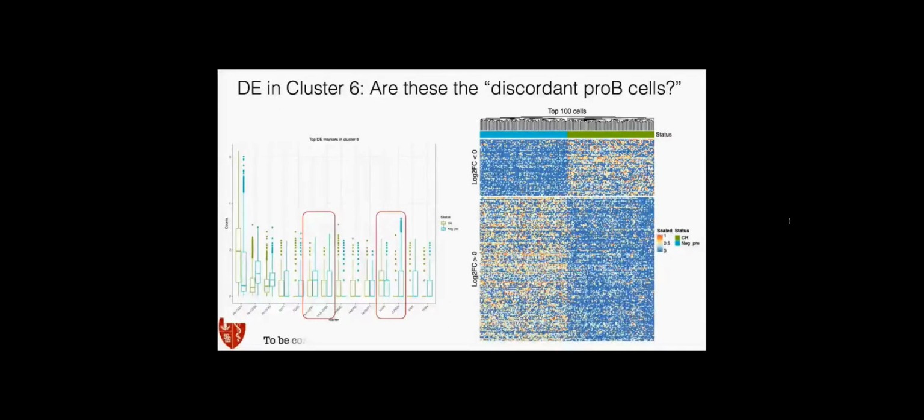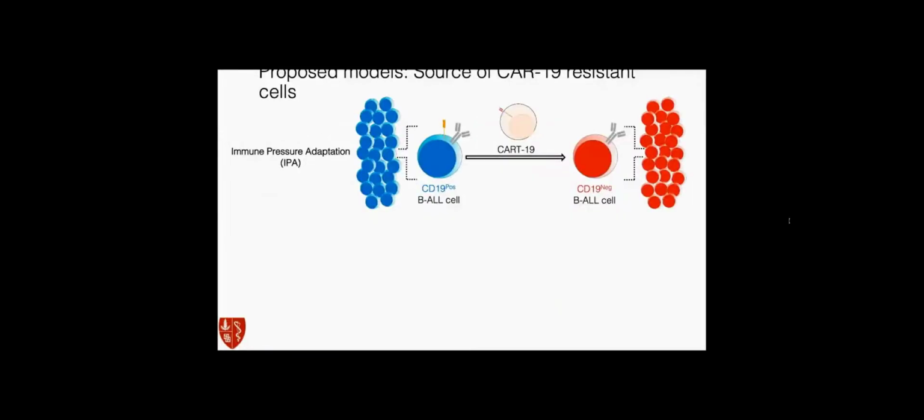So I apologize if this is cut off on the top, but to summarize our proposed models, where is the source of these CD19 resistant cells? What we think may be happening is this immune pressure adaptation, where there could be cells that are all CD19 positive or appear to be, but in fact, there are these pre-B discordant cells that initially express 19 but are more prone to losing 19 under pressure. And so there actually may be sort of a merger of these 2 models where you may have both things happening at the same time. And so with that, I'm going to wrap up.